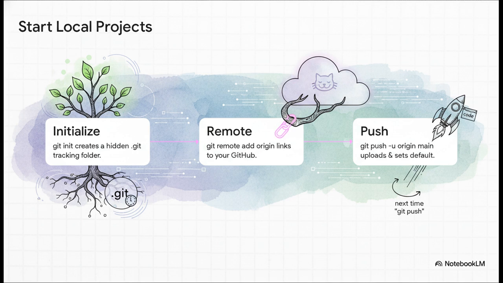Step 2, you use git remote add origin along with your GitHub link to connect that local folder to your online portfolio. And step 3, git push -u origin main uploads your initial code and sets that link as the default destination. So next time, you can literally just type git push.